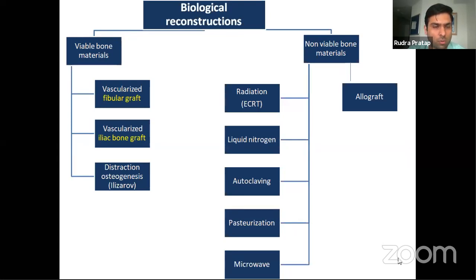This is a brief classification of the biological reconstruction options. First are those utilizing viable bone materials. In that comes the vascularized fibular graft, the vascularized iliac bone graft, and formation of new bone with the help of distraction osteogenesis using Lazaro fixator. Non-viable bone materials use allograft or the patient's own tumor bone, sterilized and put back with one of the below mentioned modalities.